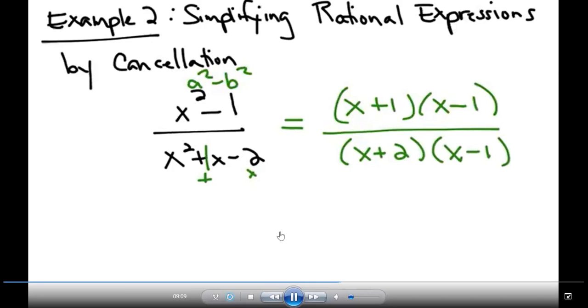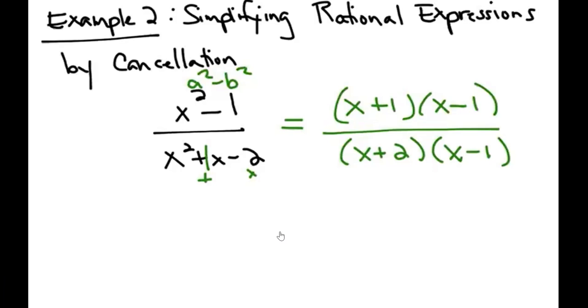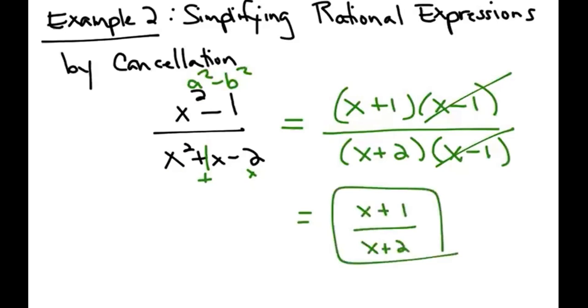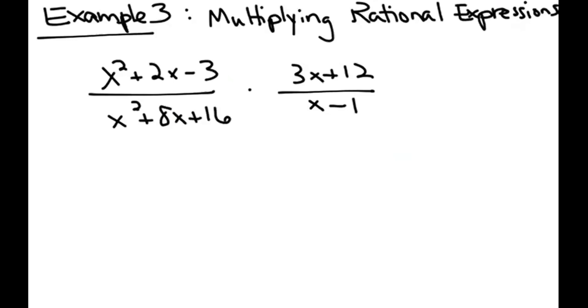So obviously you have some similarities. The x minus 1 can cancel out, right? And then all you will have left over should be x plus 1 over x plus 2. Understand? That should be your final answer to this first example of a rational expression I want to simplify. Understood? Okay, the next example will be this one.